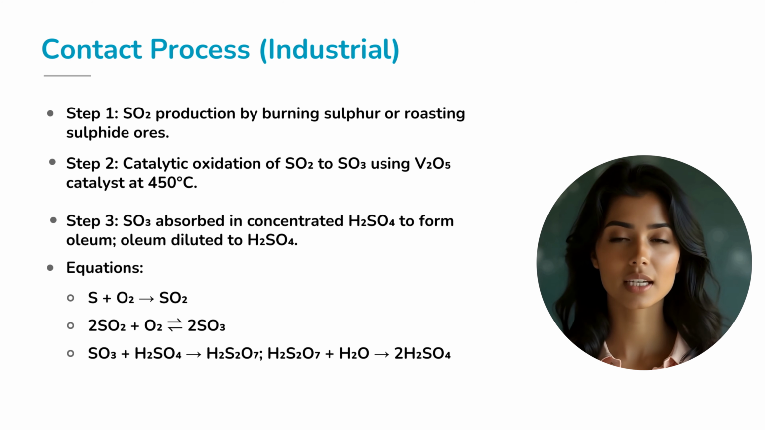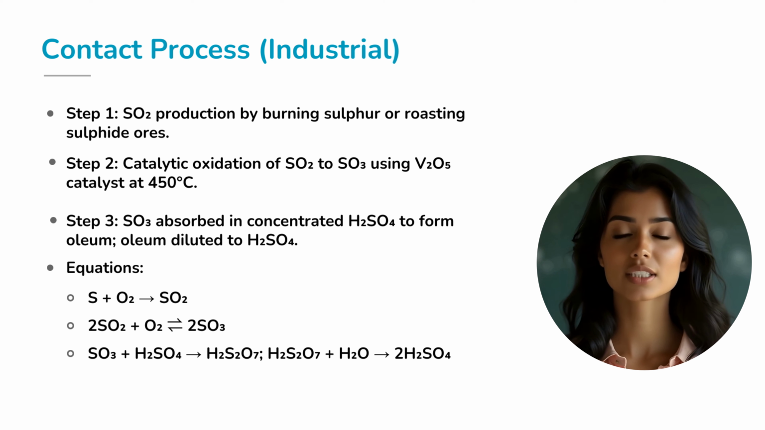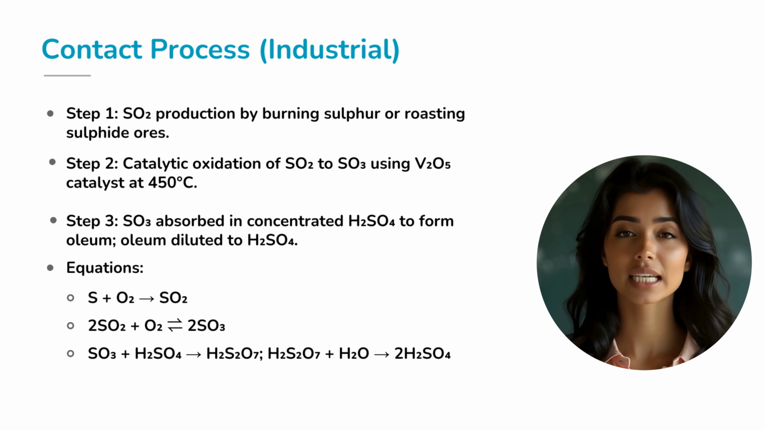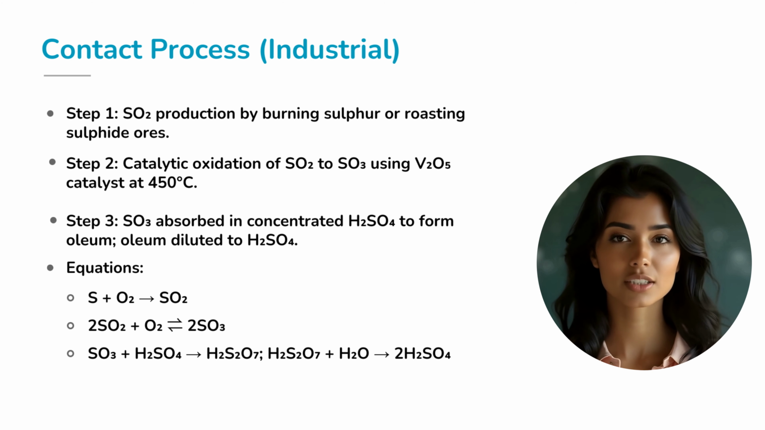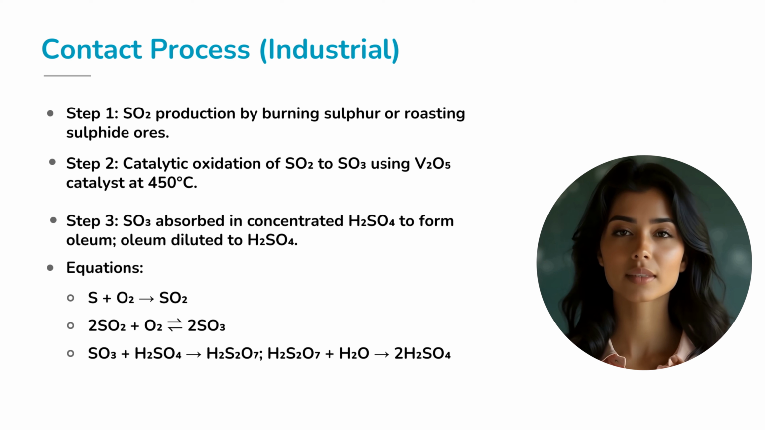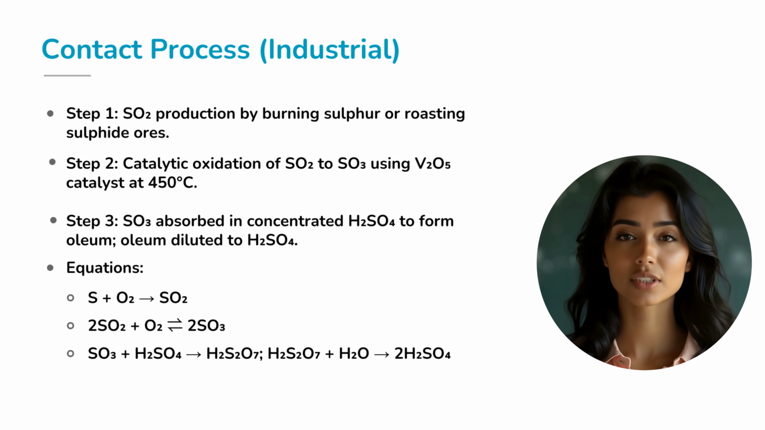Step 1. Burn sulfur or roast sulfide ores to form sulfur dioxide. Step 2. Oxidize this sulfur dioxide into sulfur trioxide using vanadium pentoxide as a catalyst at around 450 degrees Celsius. Step 3. Absorb the sulfur trioxide into concentrated sulfuric acid to form oleum, which is then diluted with water to produce sulfuric acid. This multi-step chain is designed for efficiency, allowing industries to produce massive quantities continuously.